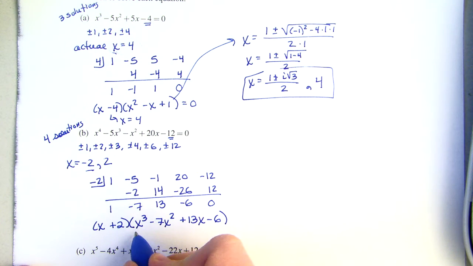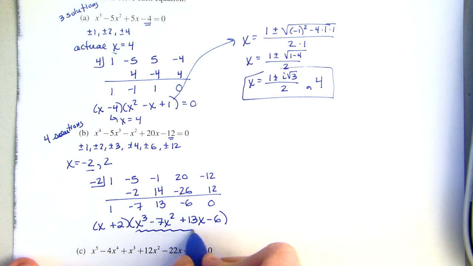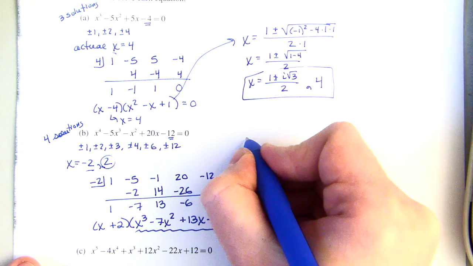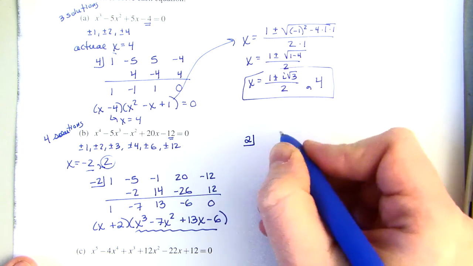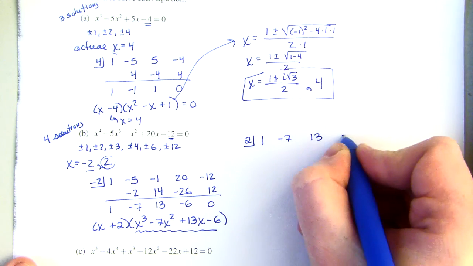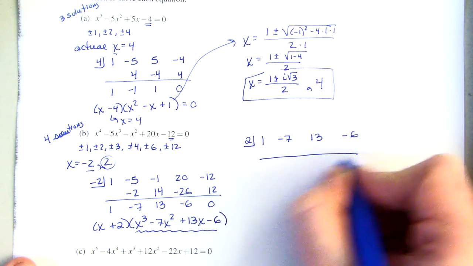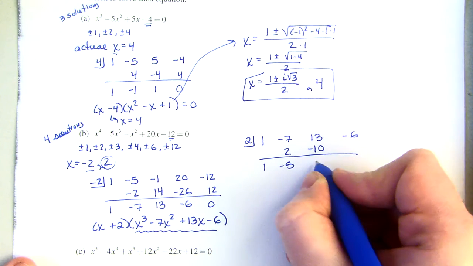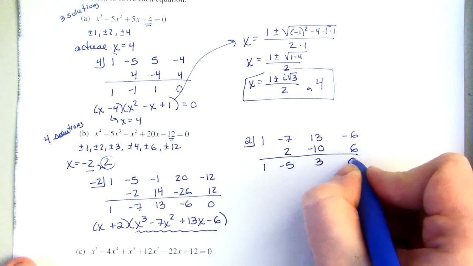I'm now going to divide again. I'm going to divide this by the factor that gives me 2 as a solution, x minus 2, which means put 2 in the box, divide that cubic. Down 1, up 2, down -5, up -10, down 3, up 6, down 0.